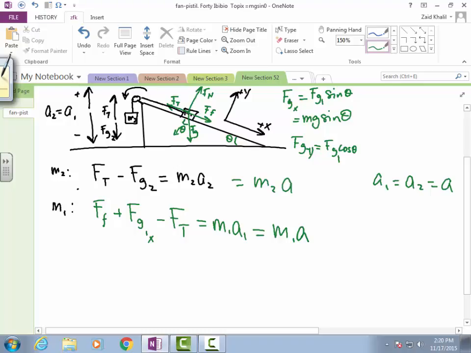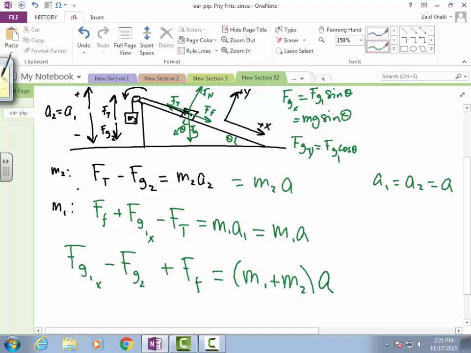Now what? What can you do with these two equations? How about you add them? When you add them, what cancels? The FTs cancel, right? So you're left with Fg1x minus Fg2x. Fg2, there's no x component for Fg2, plus Ff equals M1 plus M2 times A.